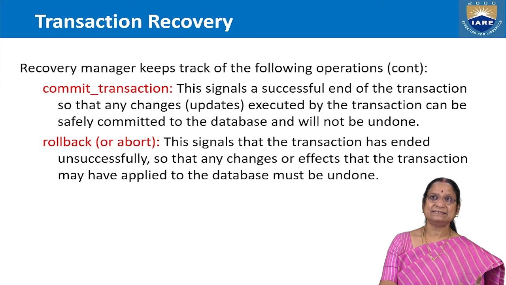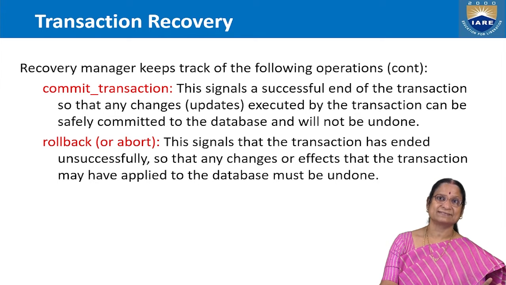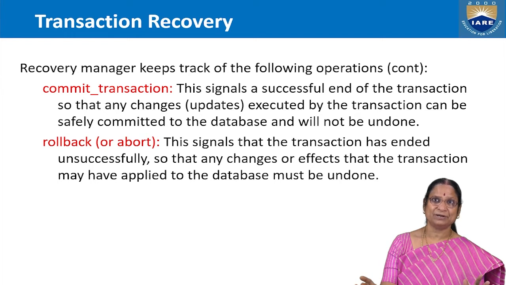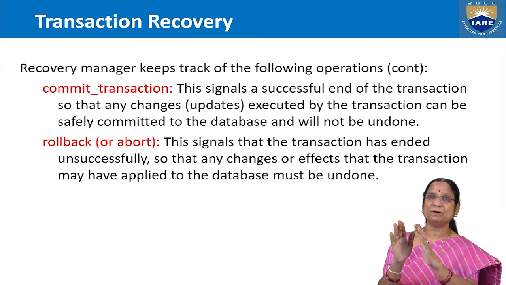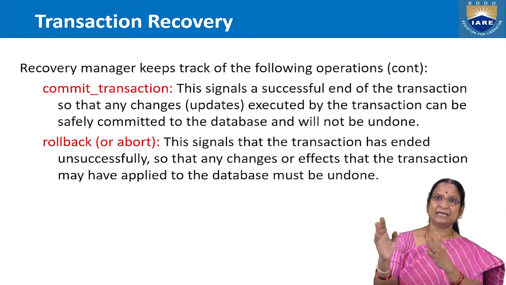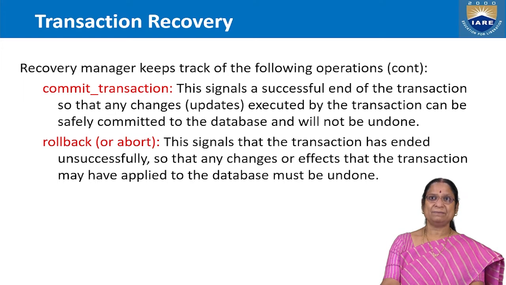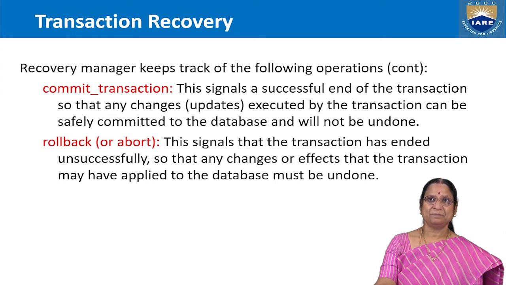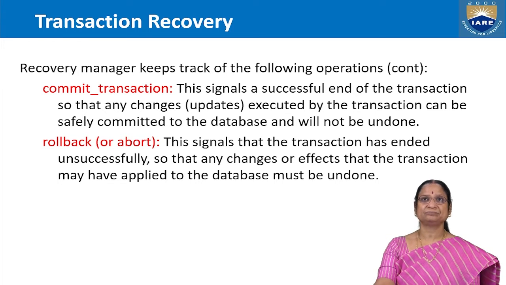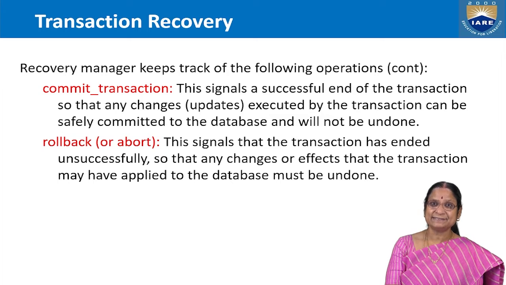So commit signals the successful completion of the transaction. Commit means permanent. Whatever updates are made by the transaction are, till then, kept in the buffer. Those are going to be carried out permanently in our secondary storage device, that is, the database. Then we call it a commit. Commit means the updates that happened in our transaction are done permanently, and it also indicates successful completion of the transaction.